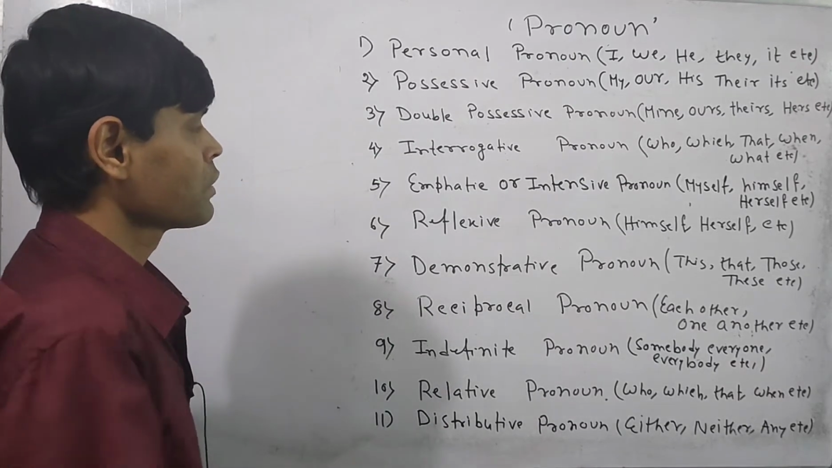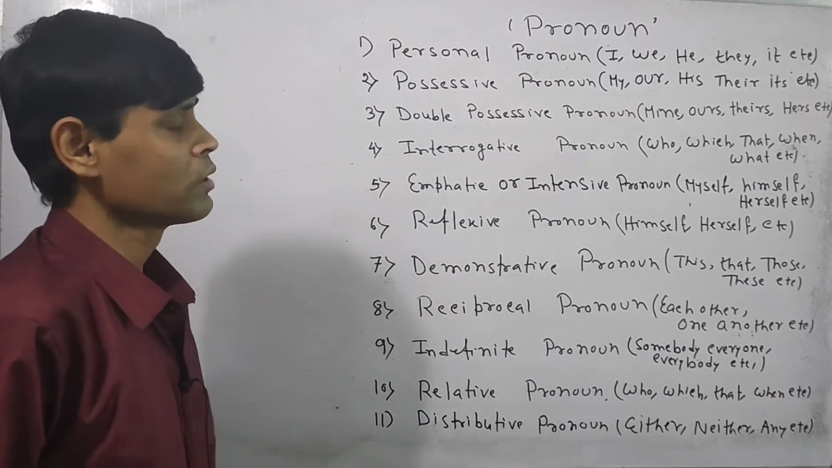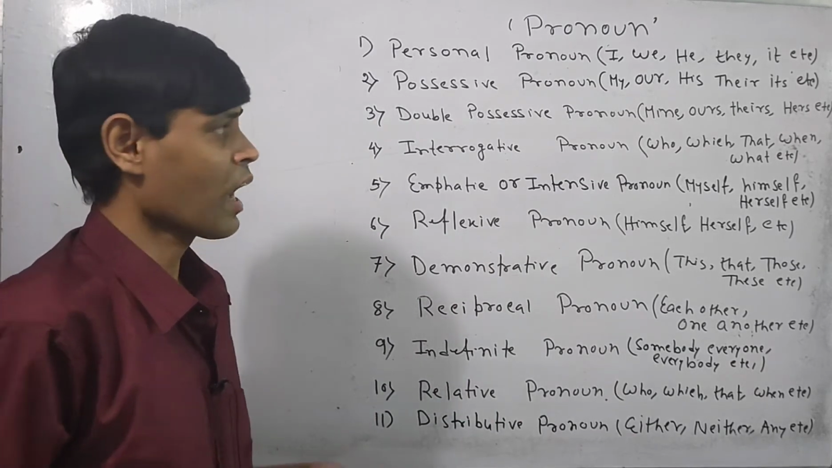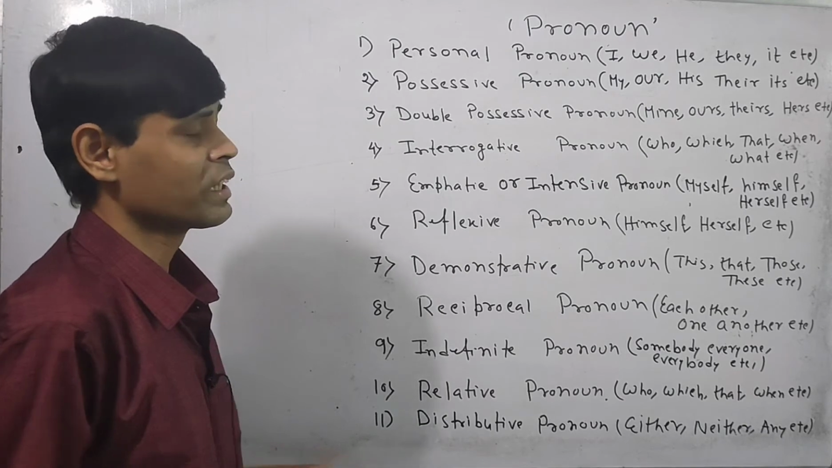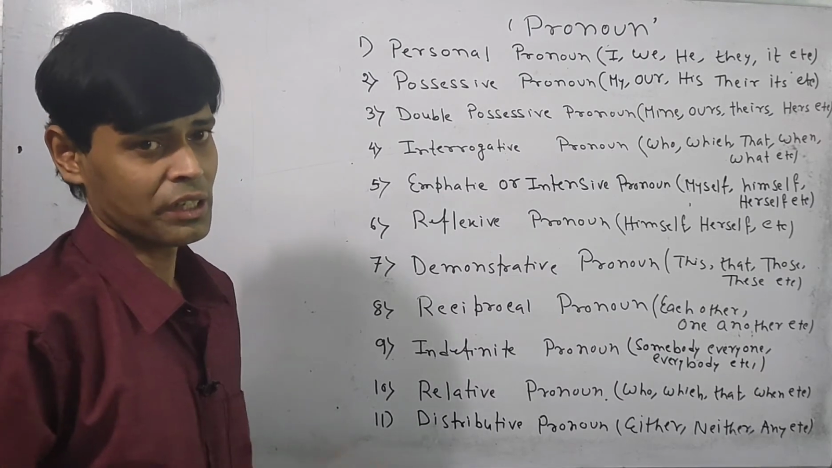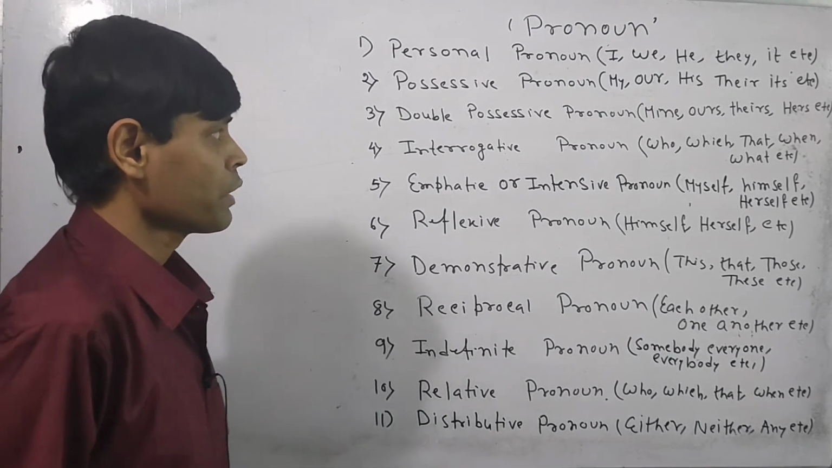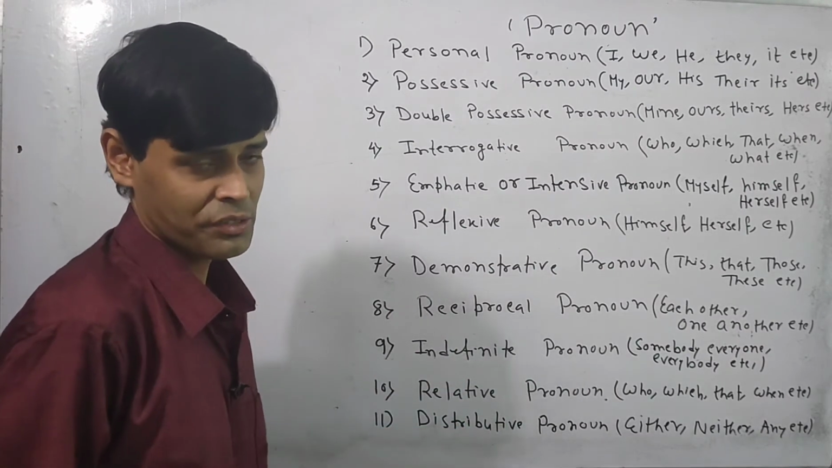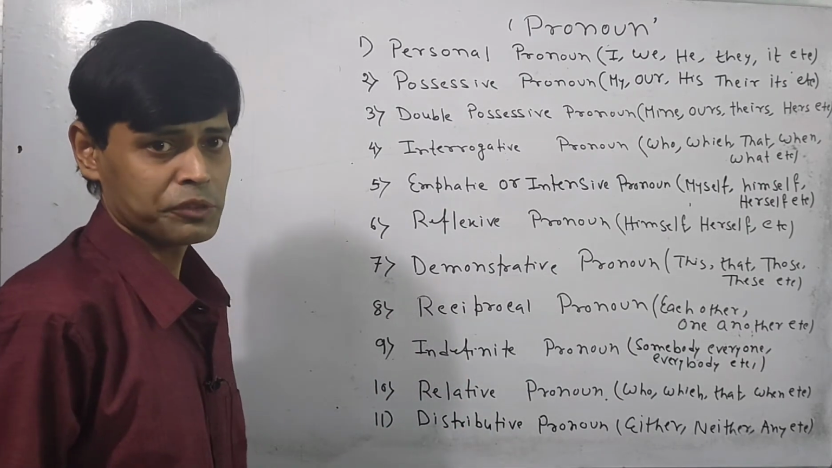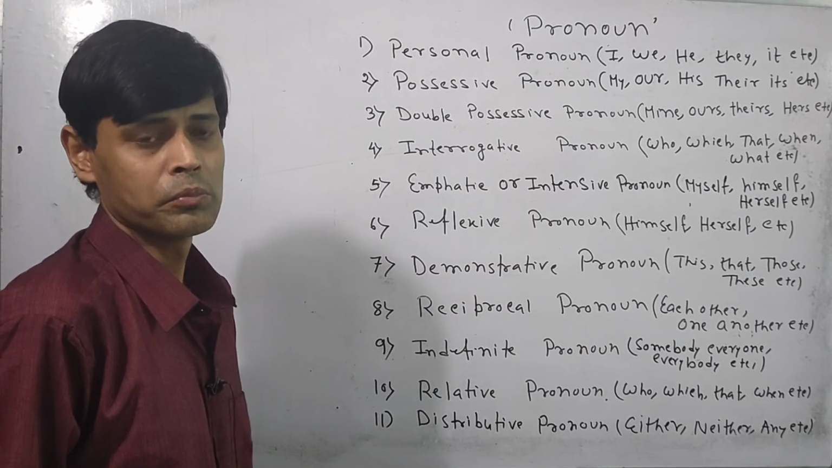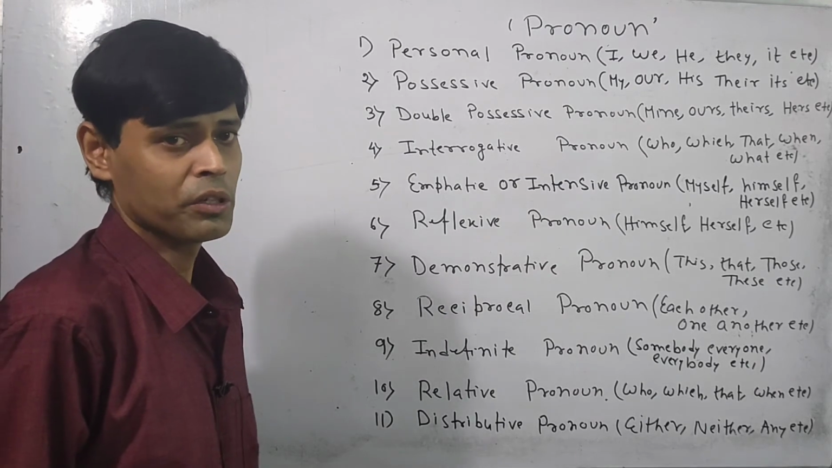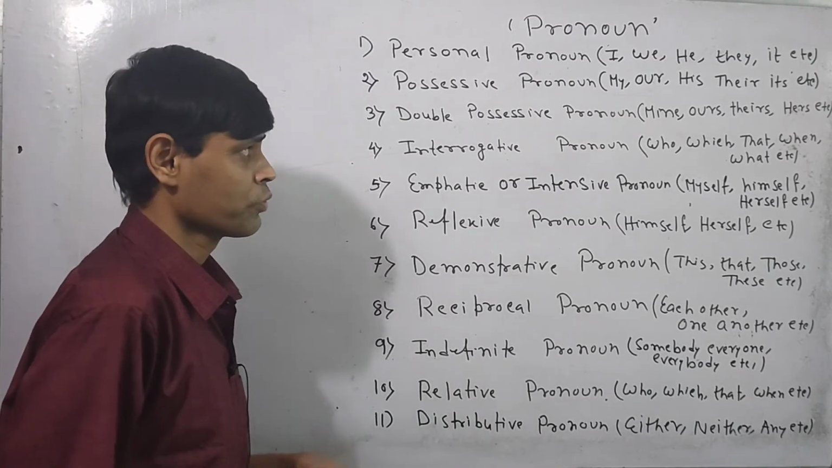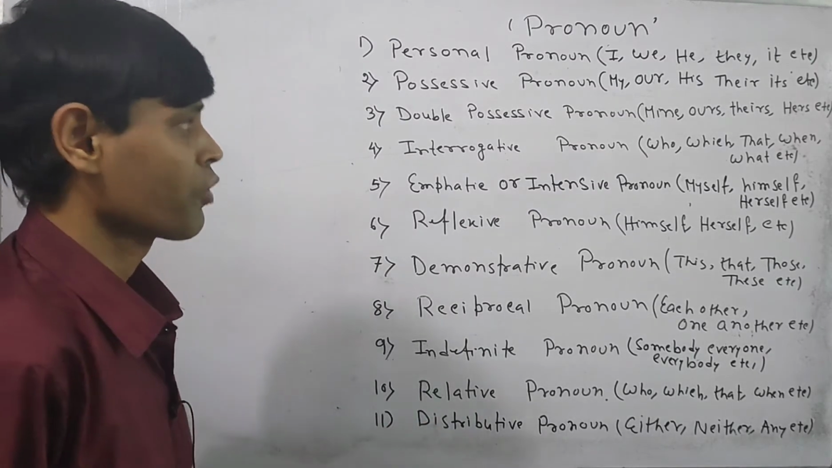Personal pronouns: I, we, he, they, she, it, you, etc. So every personal pronoun has four basic forms, already discussed. They are subjective, objective, possessive and double possessive form. So every personal pronoun has four basic forms.